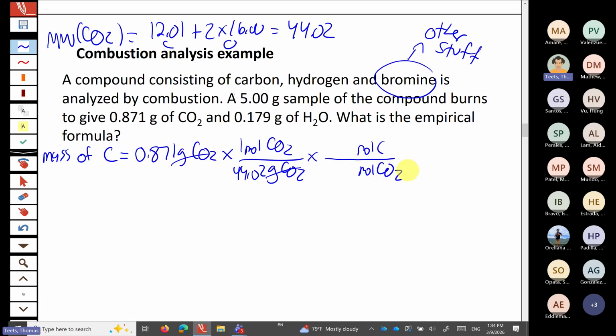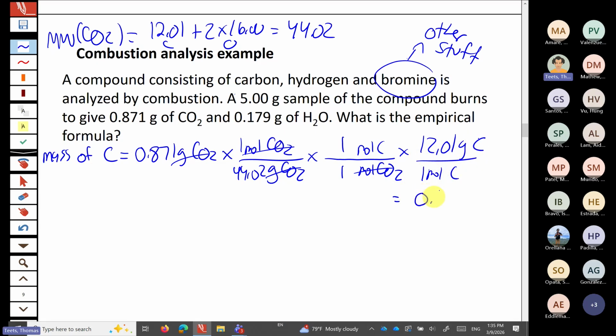This is a trivial conversion, but because the formula of CO2 is CO2, there's no subscript on carbon, which tells us that 1 mole of this compound has 1 mole of carbon. So this is kind of trivial, but that would be the next step: convert moles of CO2 to moles of carbon. So you have that many moles of carbon, and then from there, the atomic mass of carbon gets us back to grams.